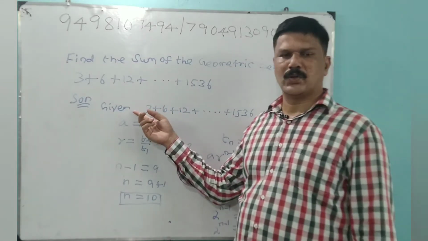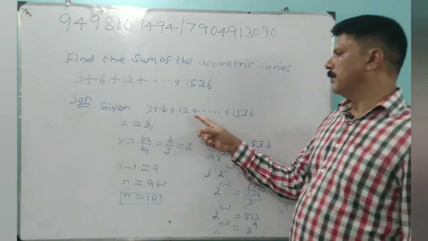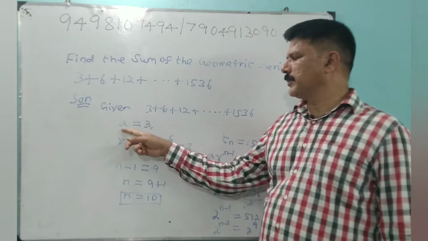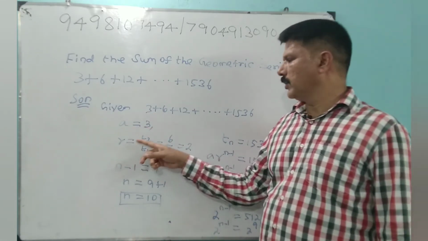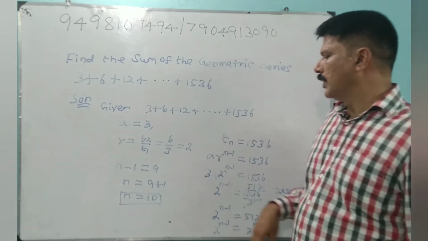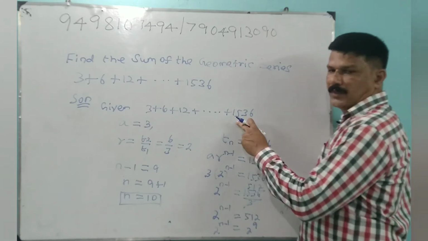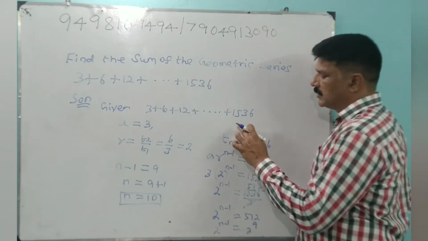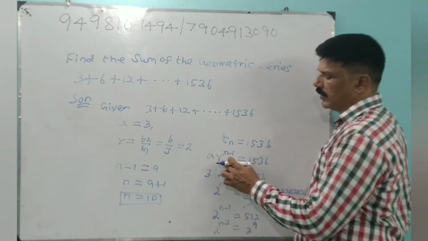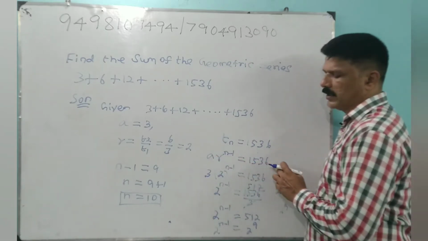Now we have to find the solution of the given sum. Given series is 3 plus 6 plus 12 plus etc. plus 1536. Here the first term a equal to 3, common ratio r equal to t2 by t1, t2 is 6, 6 by 3 equal to 2. Now we have to find the n. Here last term, that is tn, last term is 1536. Already we know tn equal to a r power n minus 1 formula. So a r power n minus 1 equal to 1536.